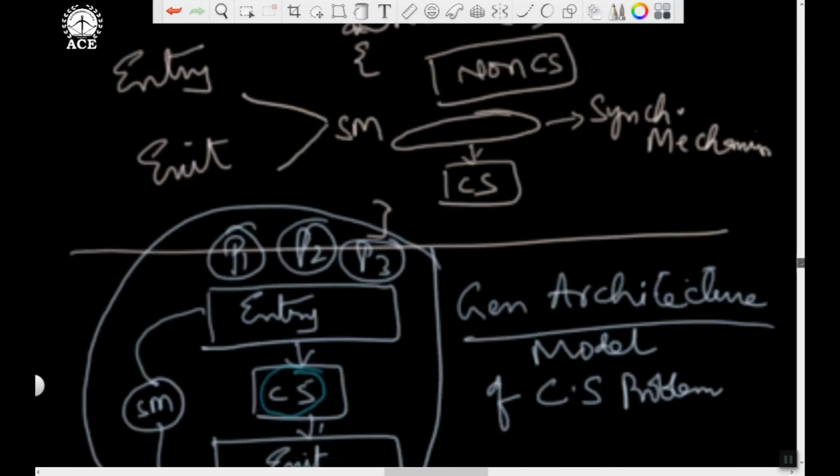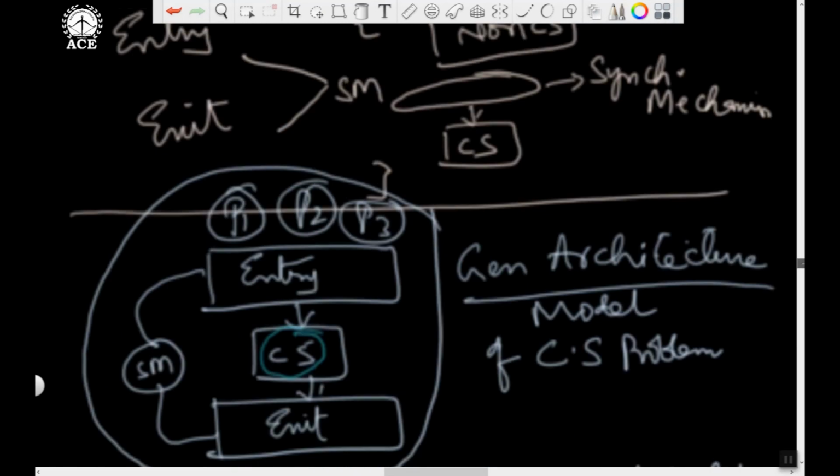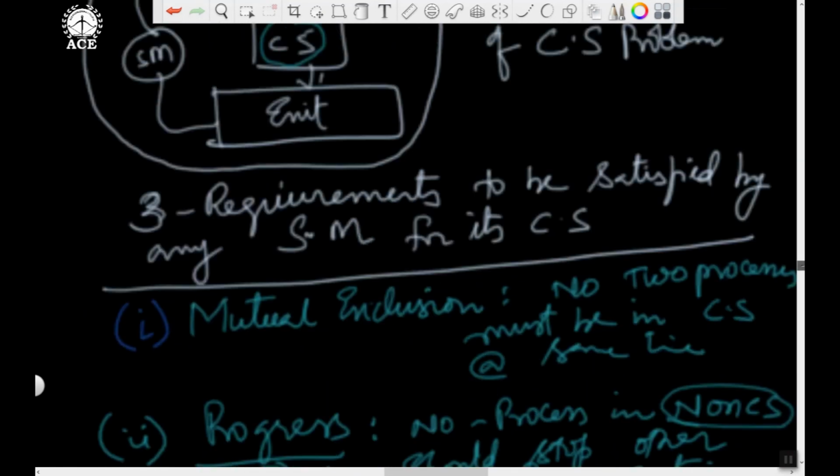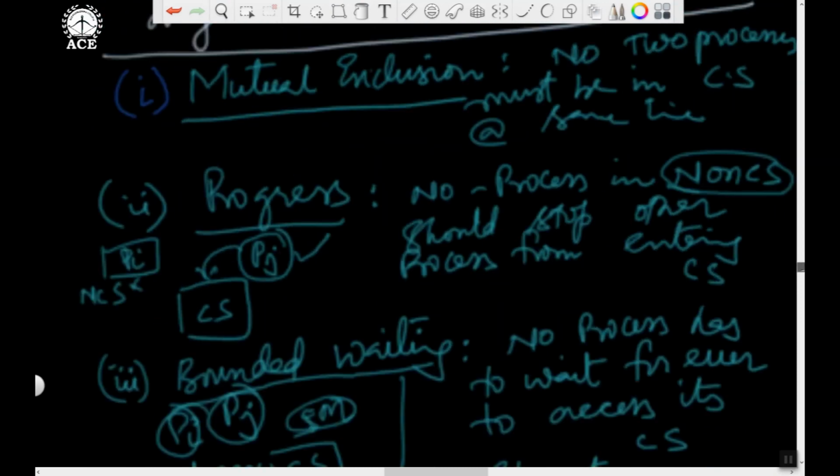That means when I develop any synchronization mechanism, it must satisfy three requirements. What are they? Mutual exclusion: at a time only one process should be using the critical section. Progress: a process running outside the critical section should not prevent the other process from entering the critical section. And bounded waiting, implying that no process has to wait forever to access its critical section.